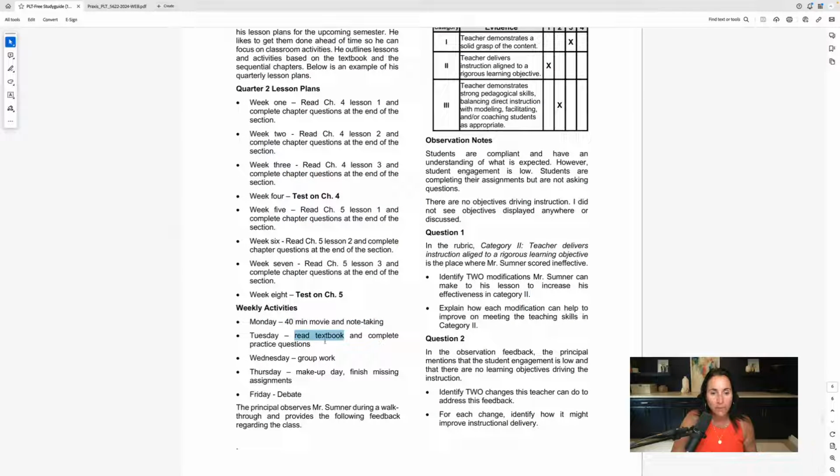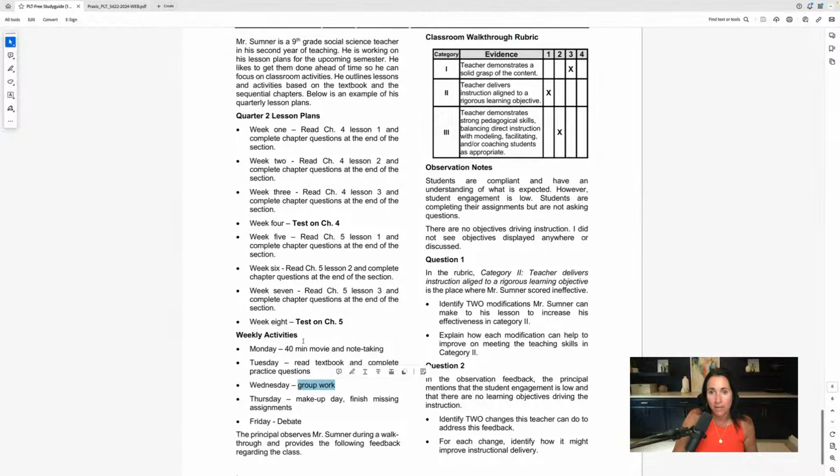Tuesday, read textbook and complete practice questions. Wednesday, group work. Okay. What does that mean, group work? What are they doing in the group work? What engagement is happening? If I'm the AP and I'm looking at this, I'm not happy.